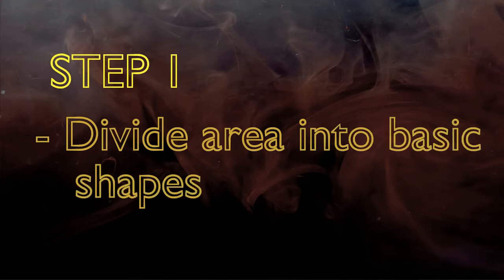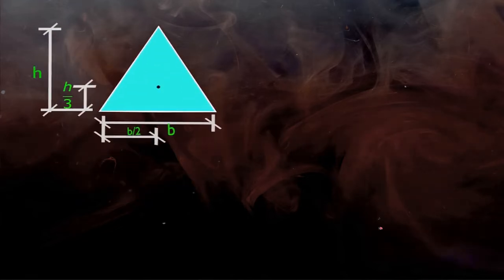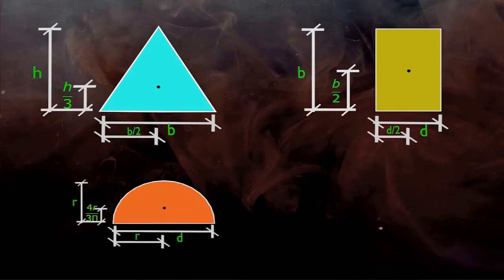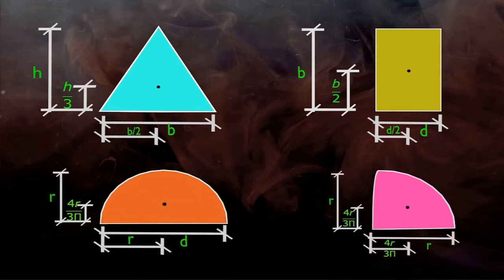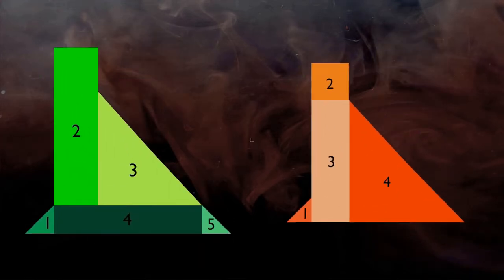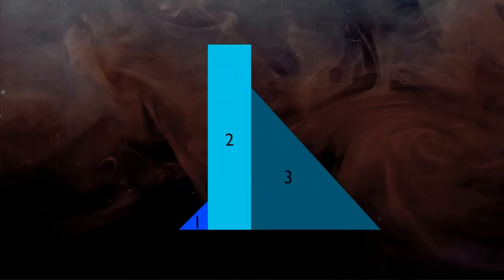In this case, first of all we will divide the whole area into more basic shapes whose centroid locations are known to us. Centroids of some shapes are given in reference books, like triangle, rectangle, semicircle, quarter circle, etc. You can directly memorize these and use them in numericals. So divide the area as per your convenience, like this or this. Let's say we will divide the whole area like this.